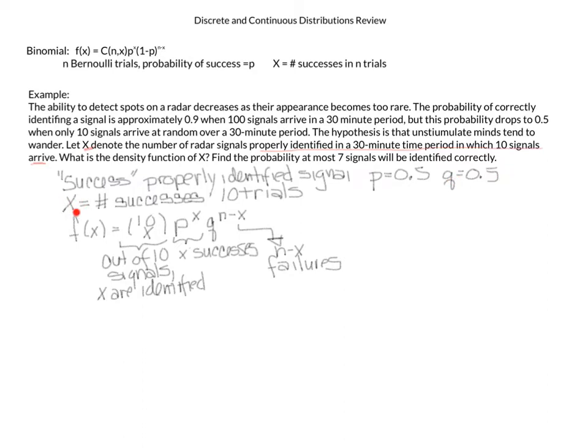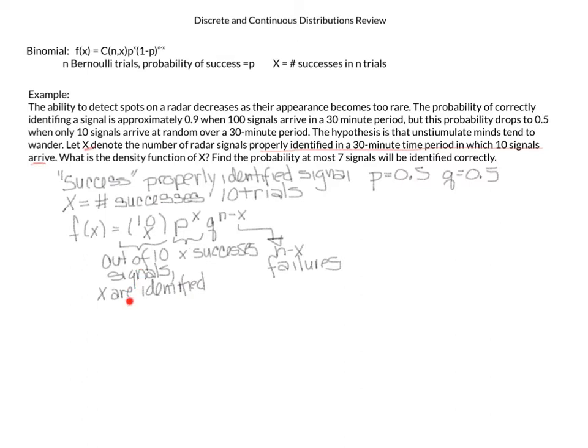X, our random variable, is equal to the number of successes in 10 trials. X is the number of radar signals properly identified in a 30-minute period in which 10 signals arrive. So it is the number of successes in 10 trials. Then I use my density function. f of x is equal to c of 10 choose x. That means out of 10 signals, x are identified.